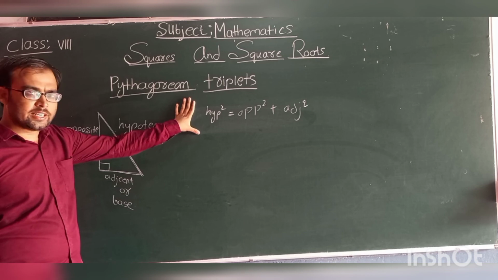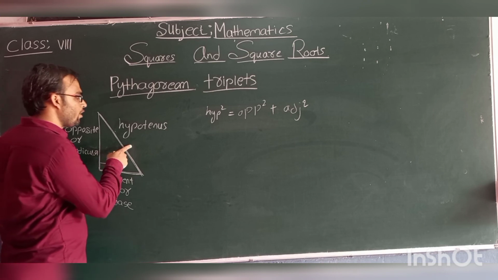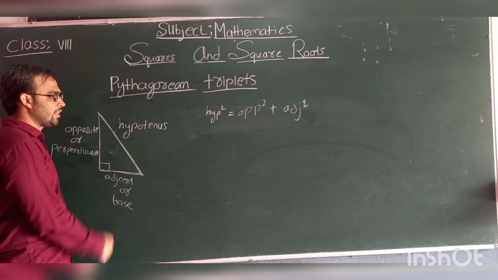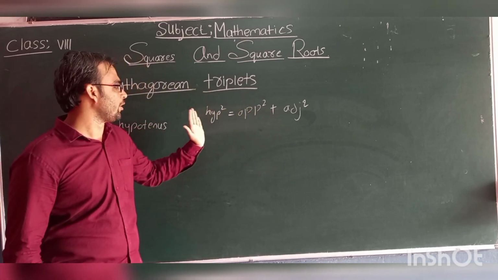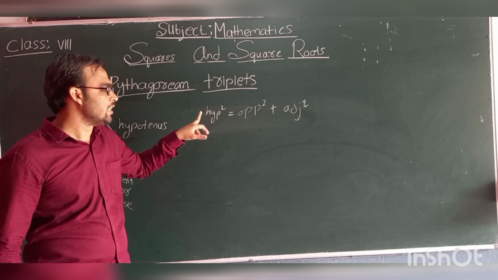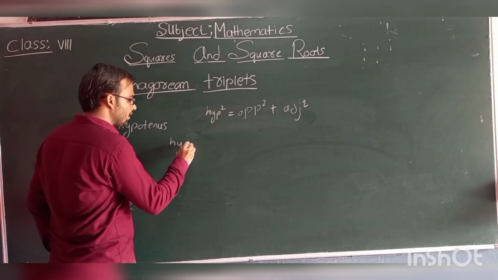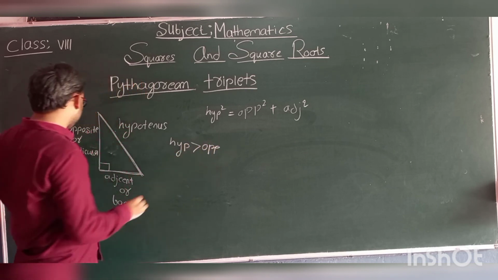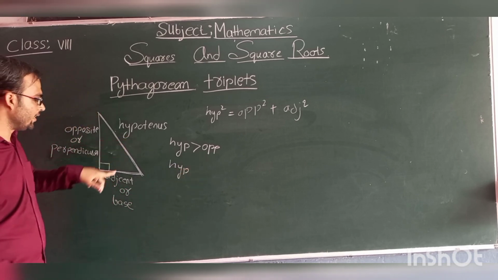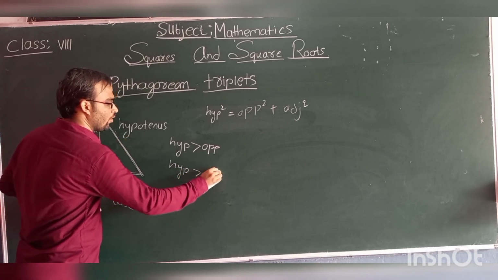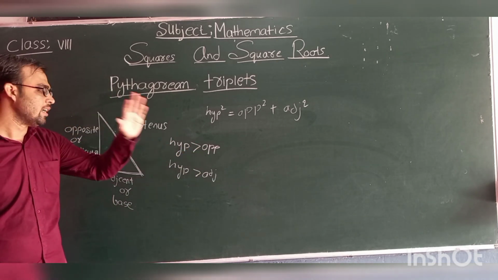Okay. So look here. It means that in any right angle triangle, the hypotenuse will always be greater than the other 2 sides. Why? Because here hypotenuse square will be equal to the sum of the other 2 squares. So it means that compared to the 3 sides, the hypotenuse side is always greater than the other 2 sides. That is, the hypotenuse is greater than the opposite side, as well as greater than the adjacent side.